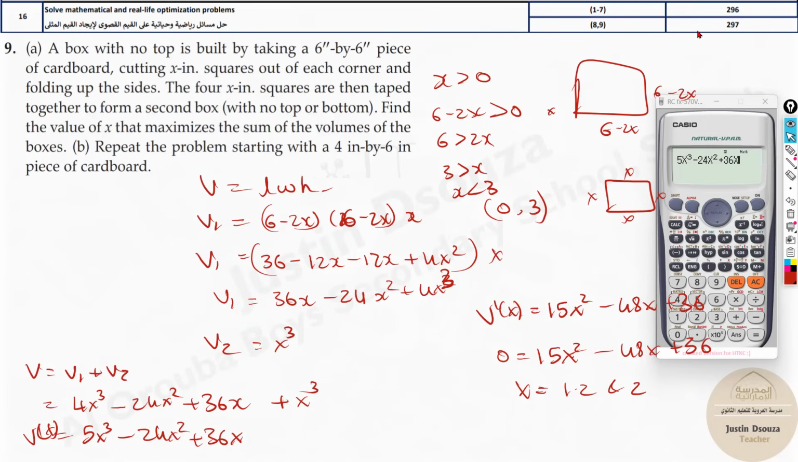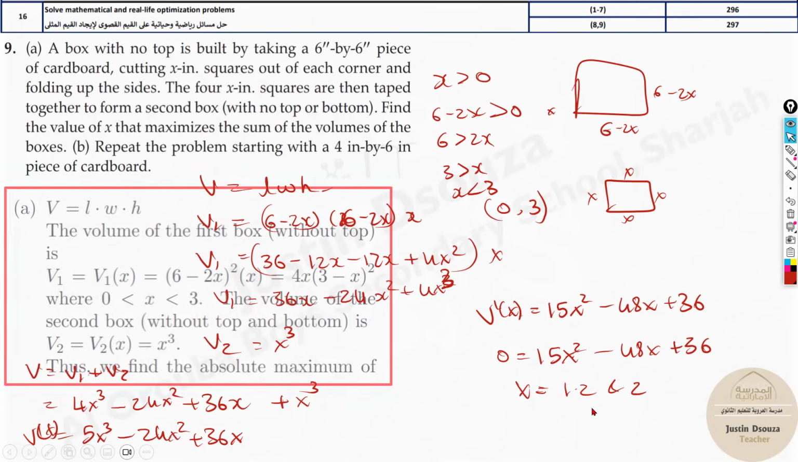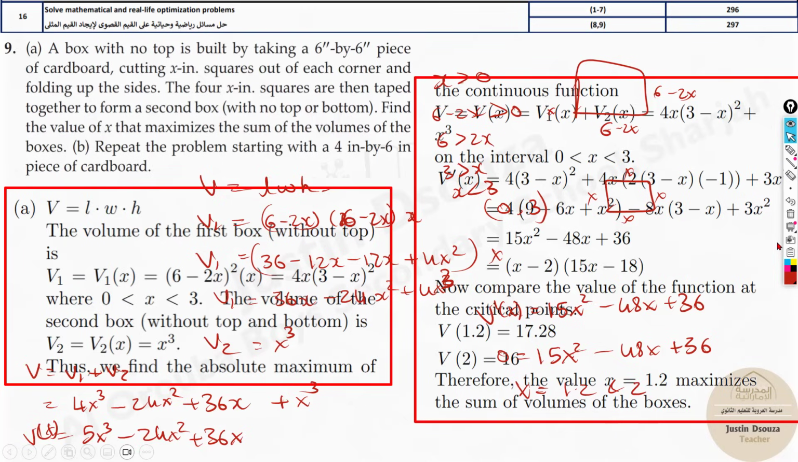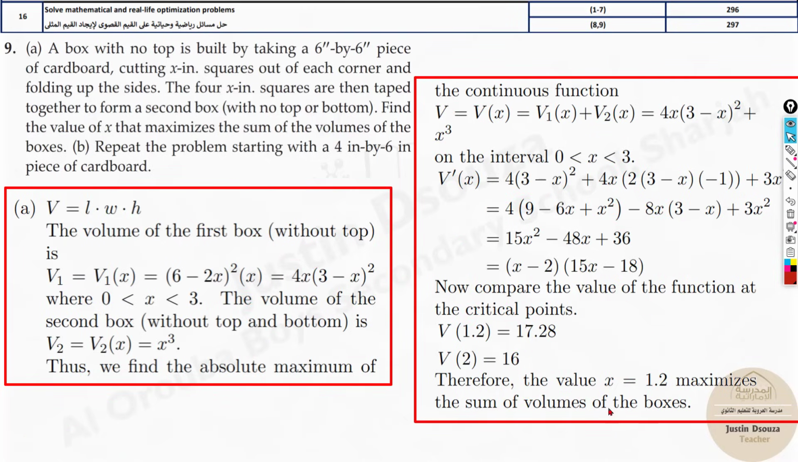Let us do that now. All I did is put in this equation, the sum of the two volumes, and now I will calculate it at, say, 1.2. At 1.2, I'm getting 7.28, but check the volume at 2 also. Calculating at 2, I'm getting 16. So which is the maximum volume? Because we are supposed to find the maximum volume, right? It is at 1.2. So when x is 1.2, you will get maximum volume. So you can see over here, all that we did was maximizing at 1.2.